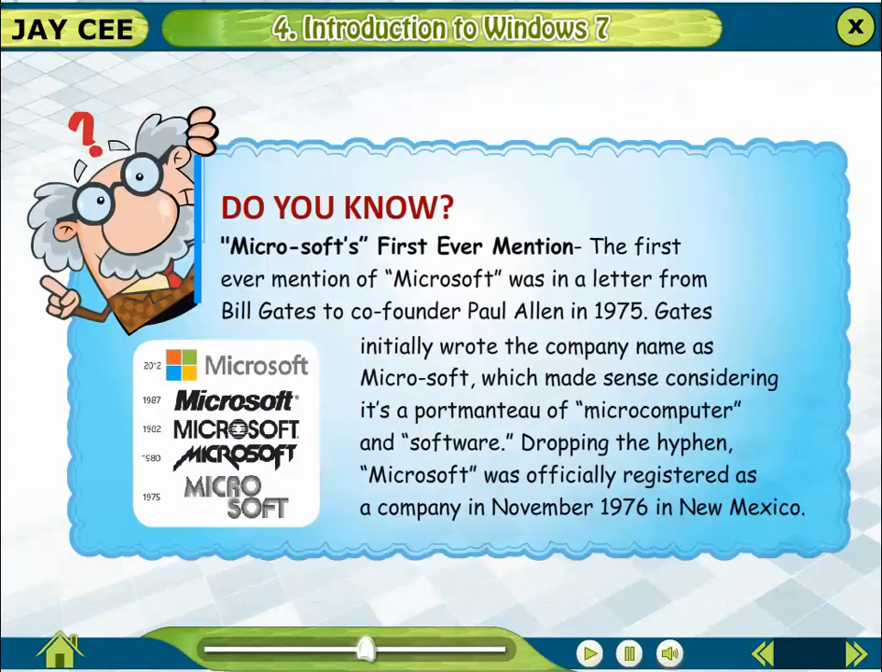Do you know Microsoft's first ever mention? The first ever mention of Microsoft was in a letter from Bill Gates to co-founder Paul Allen in 1975. Gates initially wrote the company name as Micro-Soft, which made sense considering it's a portmanteau of microcomputer and software. Dropping the hyphen, Microsoft was officially registered as a company in November 1976 in New Mexico.